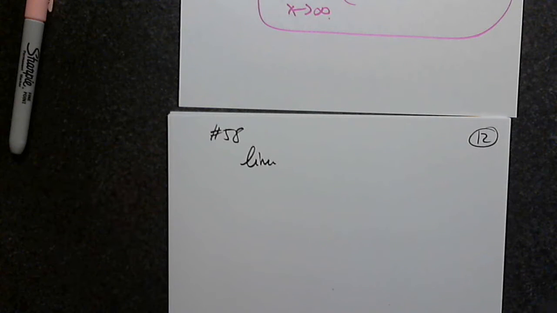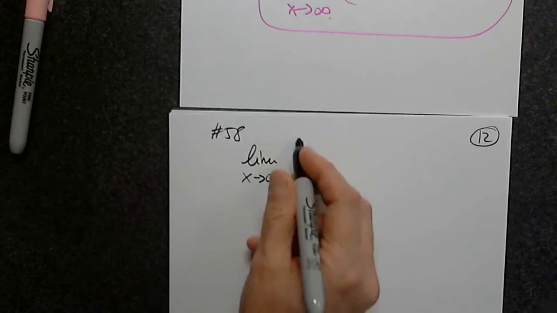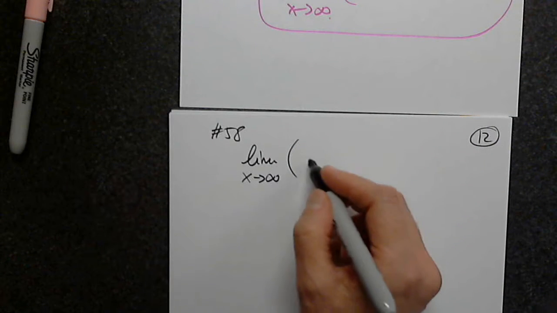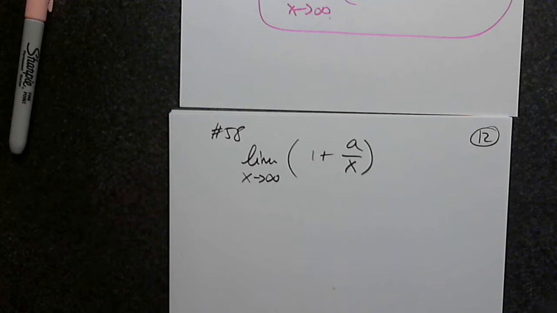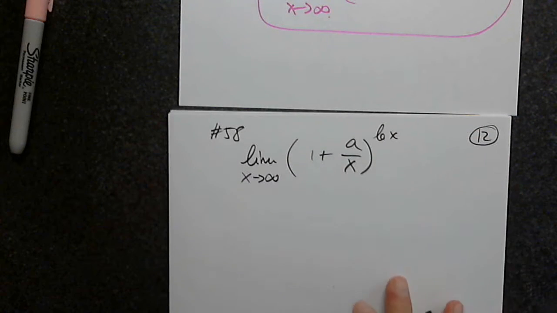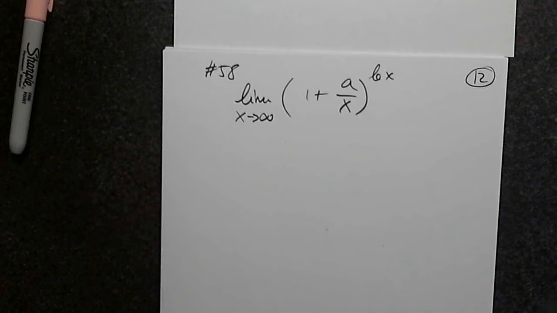I think it's when x approaches infinity. Yes, it is. 1 plus a over x, everything raised to, is it bx? Yes. Okay, perfect. Very good. We have to plug it in. Of course, a and b are constants.